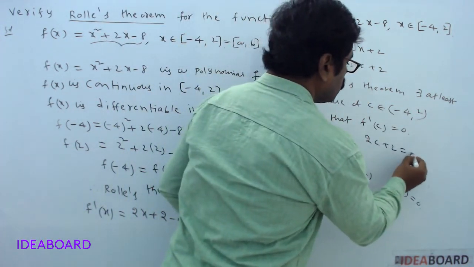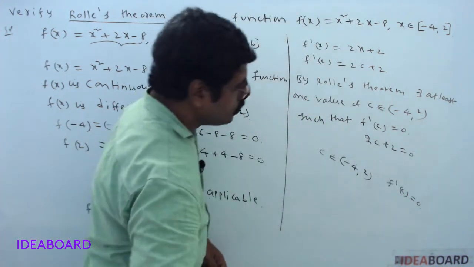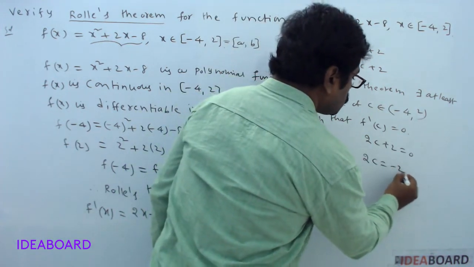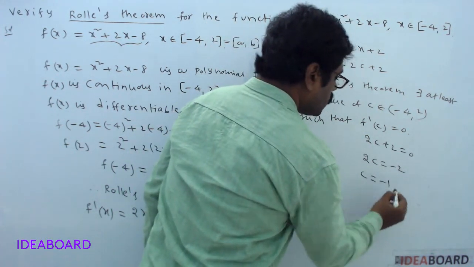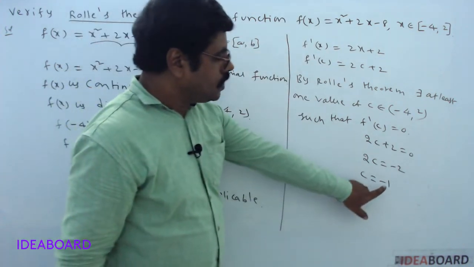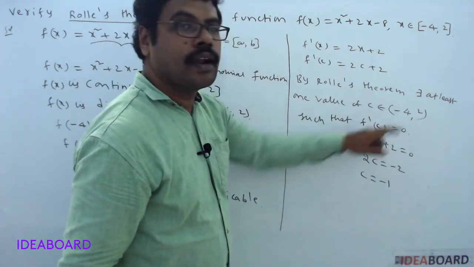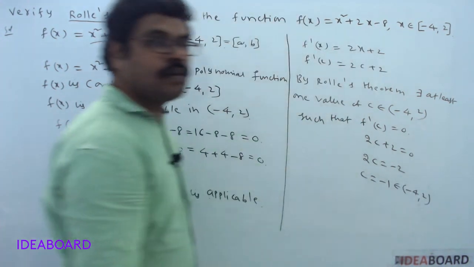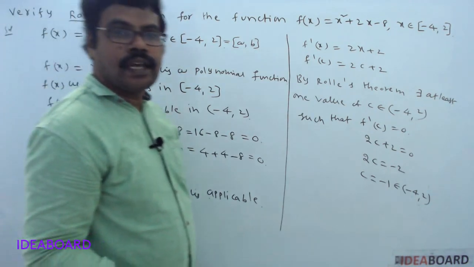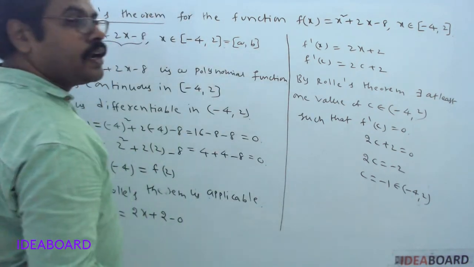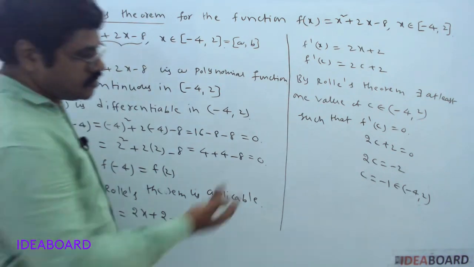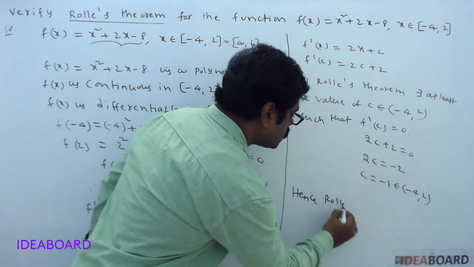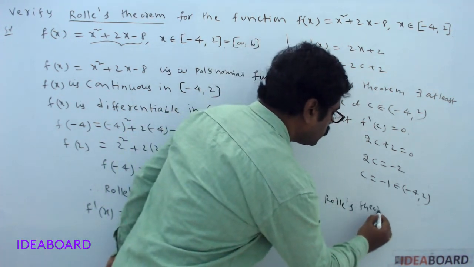What is f dash of c? 2c plus 2. This equals 0. Now from this equation, what is the value of 2c? 2c equals minus 2, c equals minus 1. Now check whether this minus 1 lies in this interval or not. Clearly minus 1 belongs to open interval minus 4 comma 2. It means this Rolle's theorem is verified to the given function f of x. So what is our conclusion? Hence Rolle's theorem is verified.